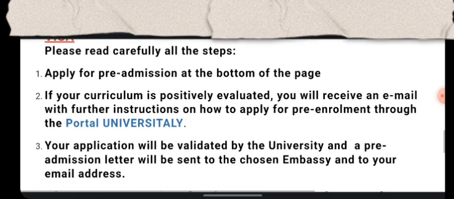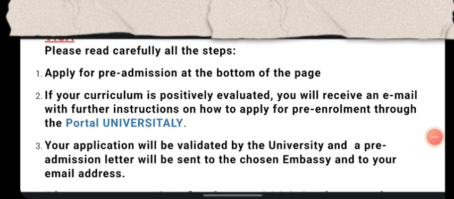Now let's look at the step-by-step. In a previous video, I've shown you how you can do your pre-enrollment on the Universitaly website. Okay, so some schools where you apply, you are also going to do your pre-enrollment on the Universitaly website. I've made a comprehensive video. I think since that video, there have been a couple of changes on the Universitaly website. Maybe I will do an updated version and bring it to your screen for those that will be applying to schools in Italy. Okay, and if your curriculum is positively evaluated, you will receive an email with further instruction on how you can do your pre-enrollment through the Universitaly portal.